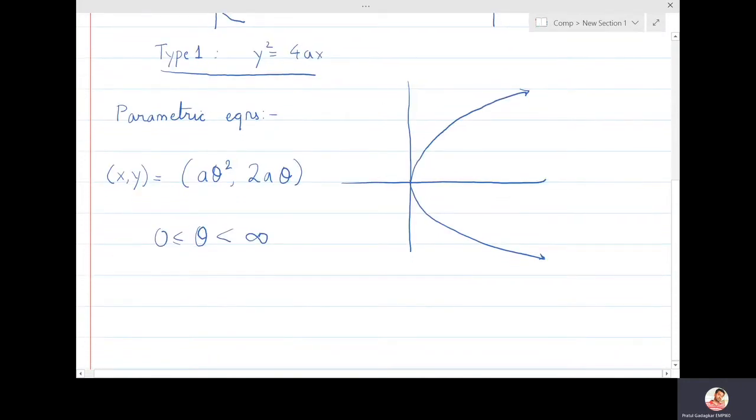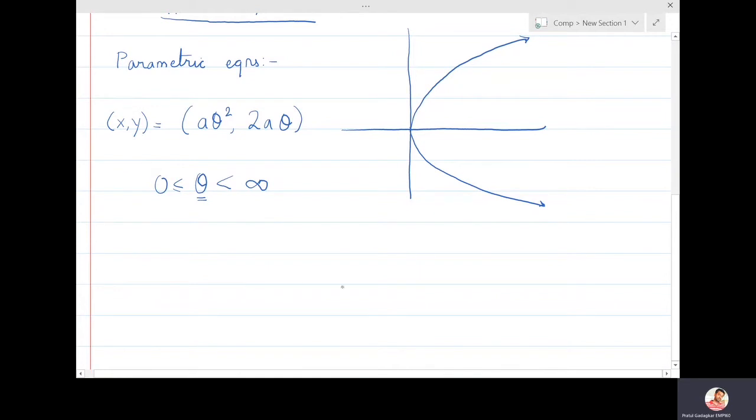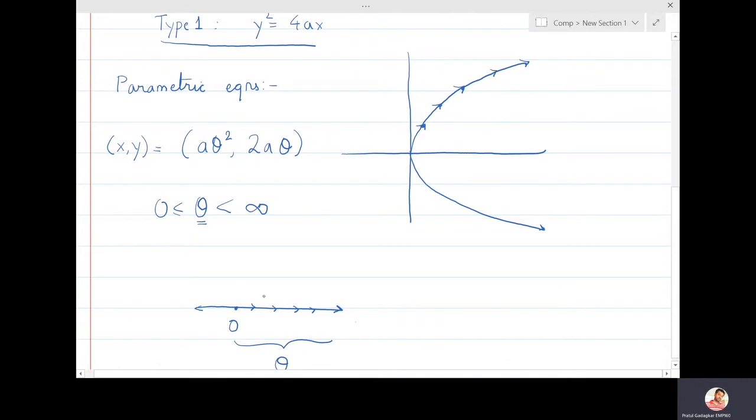Remember that we are writing a theta, but theta is not the angle. Theta doesn't represent the angle as in the case of the circle and ellipse. So theta goes from 0 to infinity. As theta increases, the points on the parabola start moving towards infinity. The movement of theta from 0 to infinity means that the points on the parabola are going to move towards infinity. This theta does not represent the angle from the positive x-axis. So this is one important difference between all the earlier problems and the parabola.